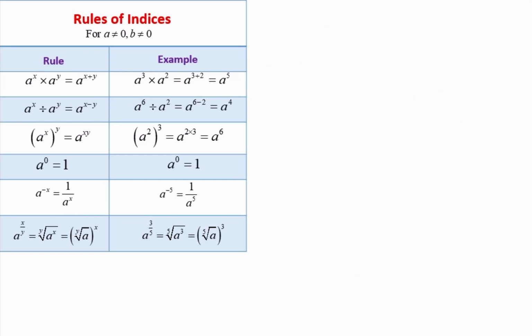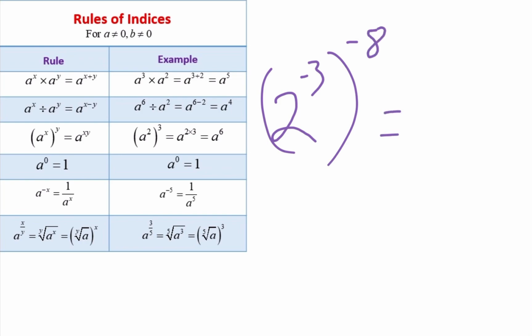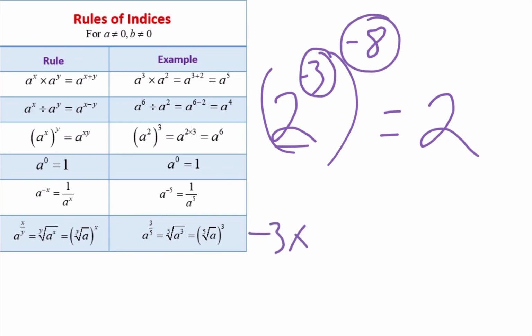Let's try one with the number 2 to the power of 3. Let's put a minus 3 and put a minus 8. Here we go. So keep the base the same, the 2. Negative 3 times a negative 8. Please do it on the side. Two negatives multiplied together makes a positive. So 3 times 8 gives me 24.